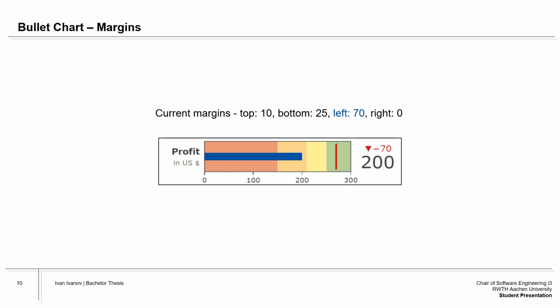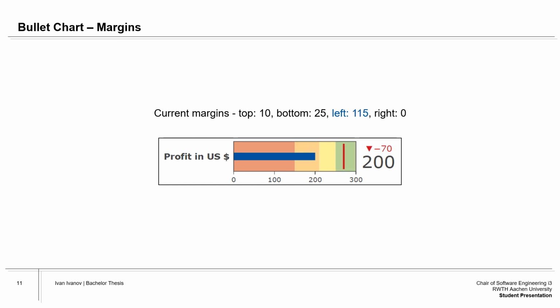Instead of changing this each time themselves, developers can make use of the auto margins property of this implementation, which is automatically going to calculate a size of the left margin big enough to fit the entire title and subtitle. If the title changes during runtime, the left margin is going to get calculated again, making sure that everything stays visible.